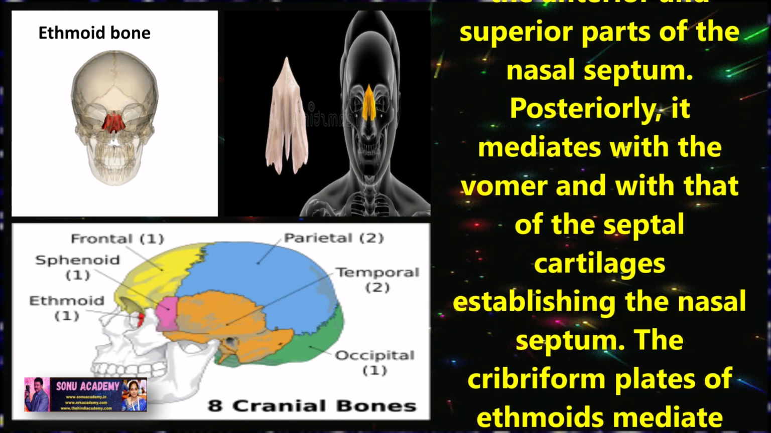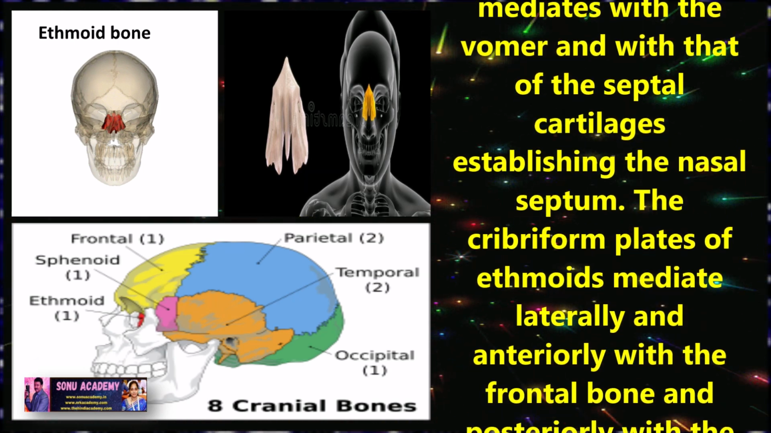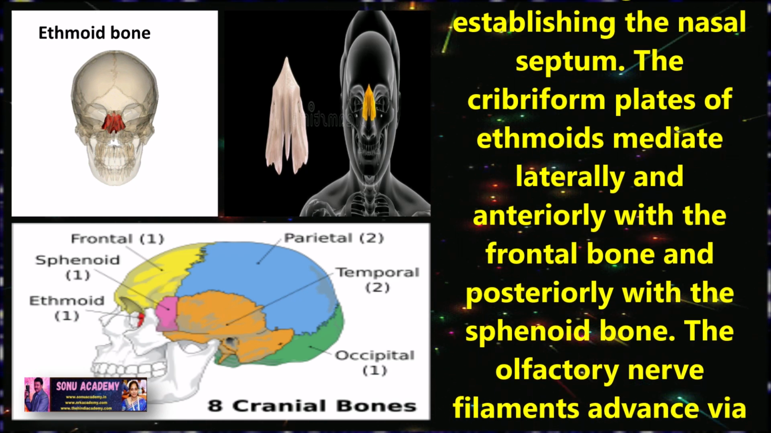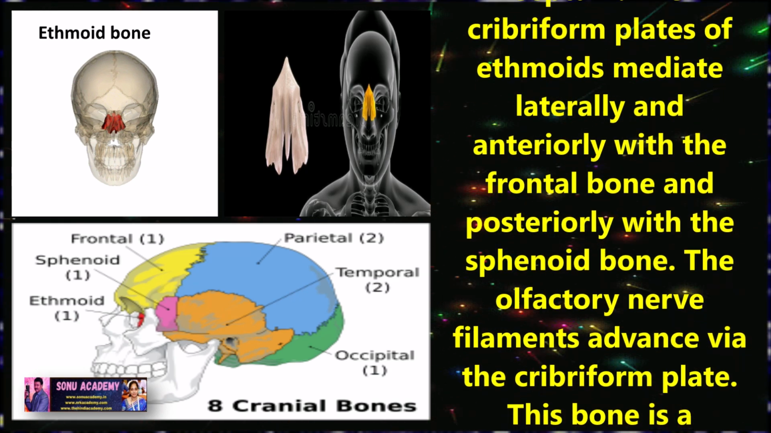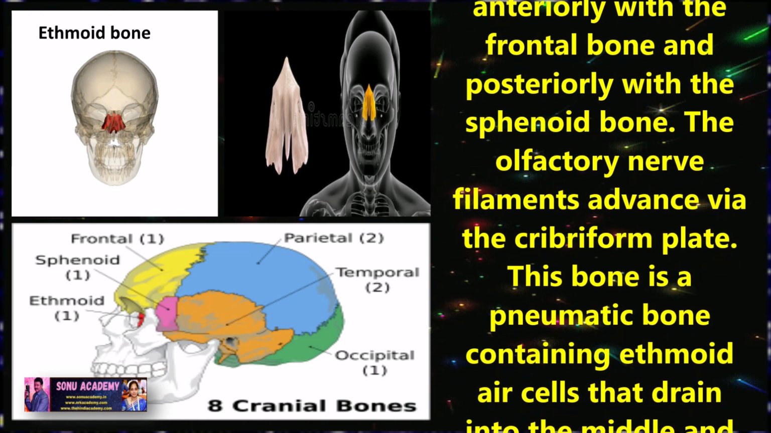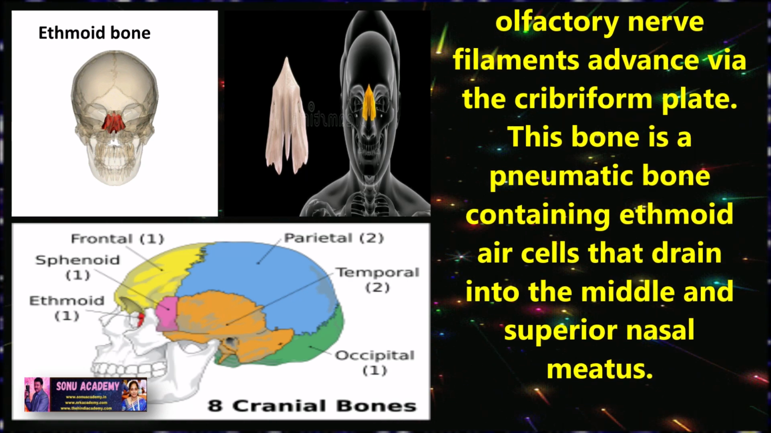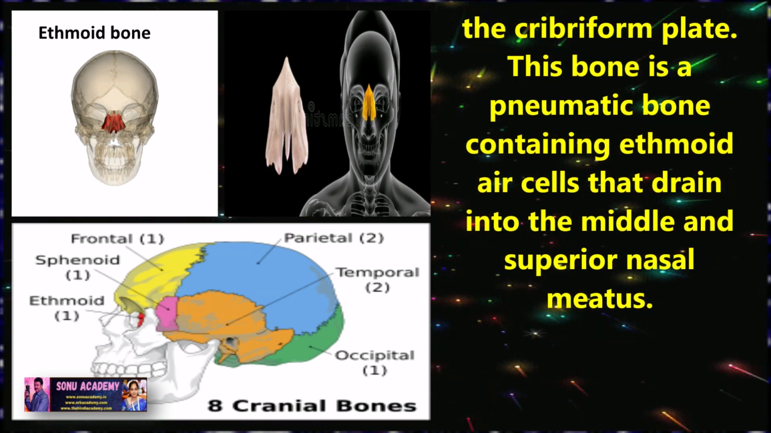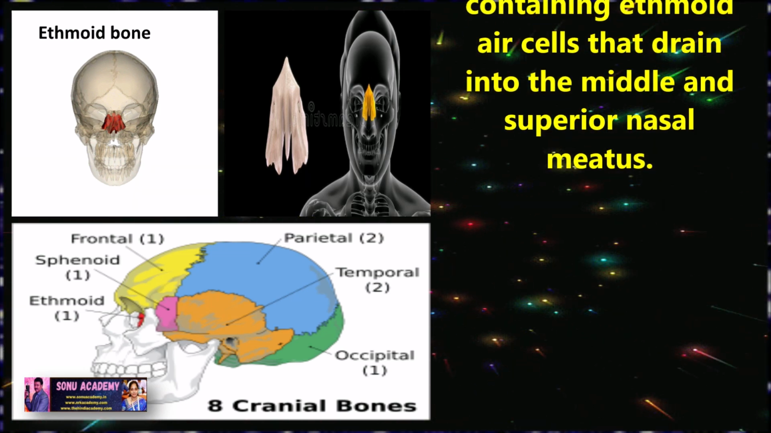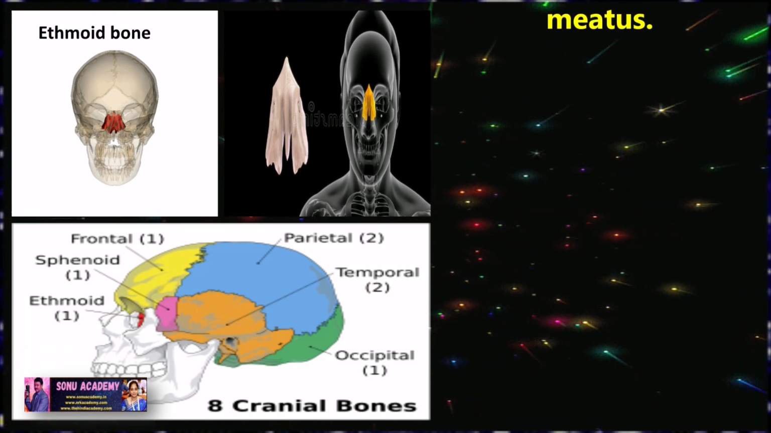Posteriorly it articulates with the vomer and with the septal cartilages, establishing the nasal septum. The cribriform plates of the ethmoid articulate laterally and anteriorly with the frontal bone and posteriorly with the sphenoid bone. The olfactory nerve filaments advance via the cribriform plate. This bone is a pneumatic bone containing ethmoid air cells that drain into the middle and superior nasal meatus.